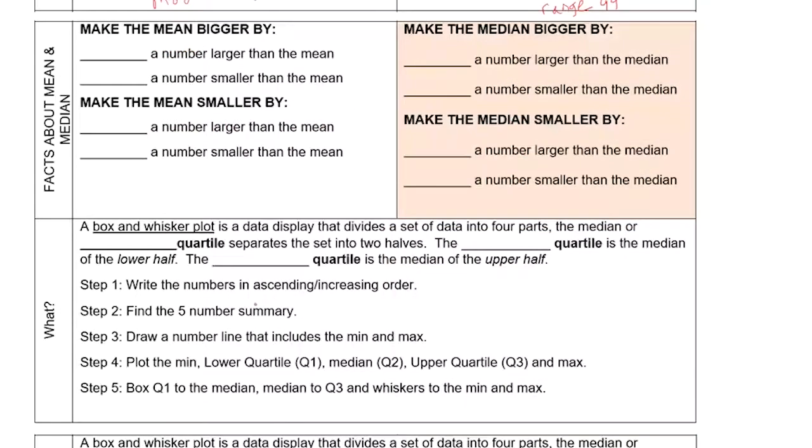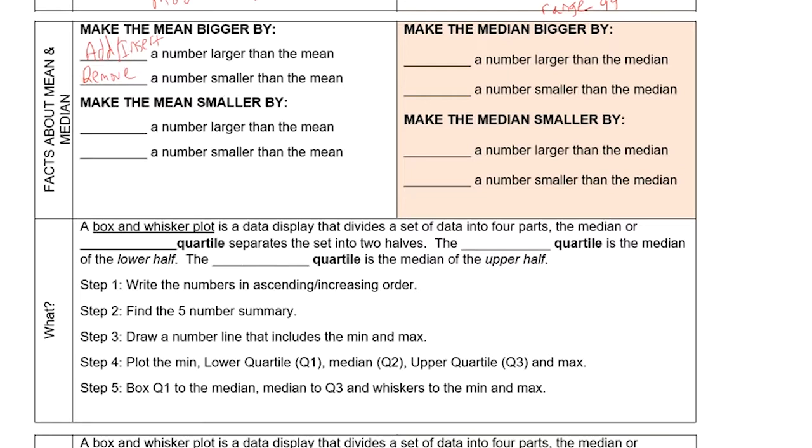All right, let's take a look at how we can influence the mean and the median. There are two things that we can do. We can either make the mean bigger or we can make the mean smaller. There are two ways to make the mean bigger. First is you add or insert a number larger than the current mean, or you remove a number smaller than the mean. Both of those will make the mean bigger.